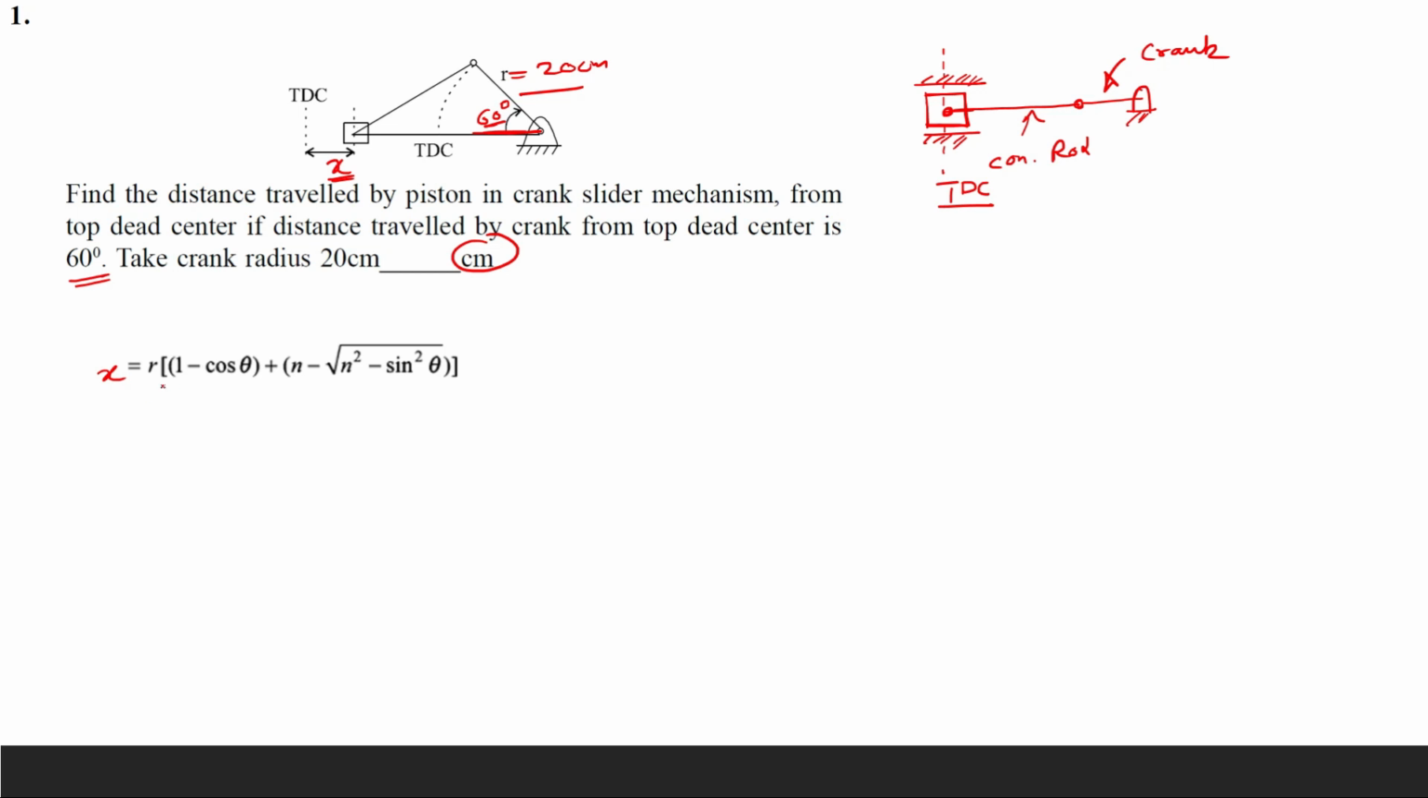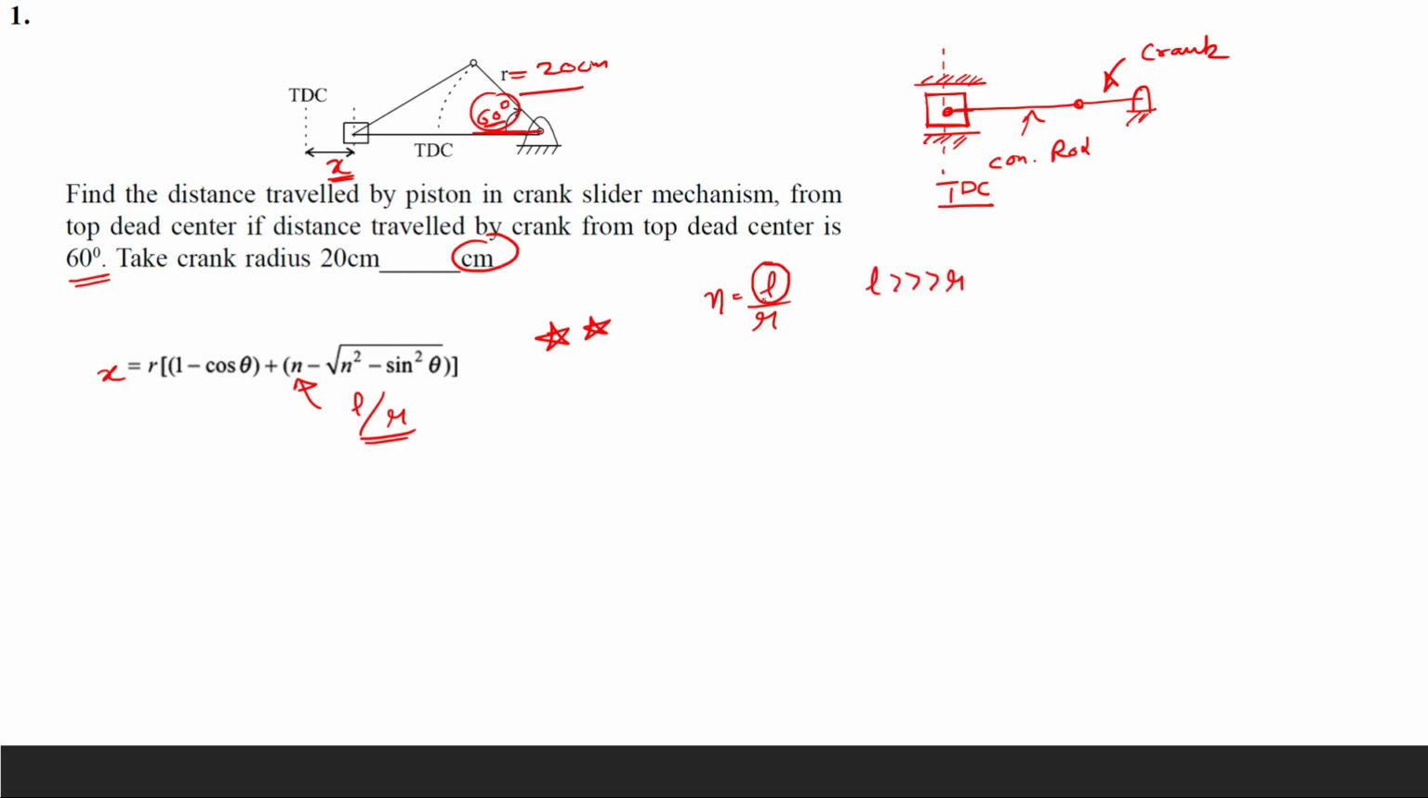So x equals r times (1 minus cos theta) plus (n minus under root n square minus sin square theta), where theta is the angle of rotation of the crank. Now here n is the ratio of the length of the connecting rod to the radius. The important concept here is that the length of the connecting rod is not given. So we have to use an approximate relation, n equals L by R. Practically, the length of the connecting rod is very large compared to the radius of the crank.